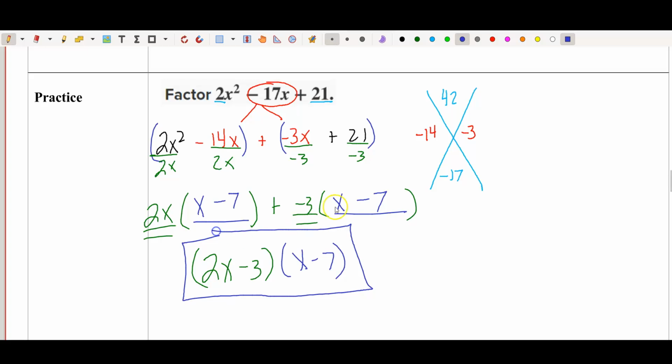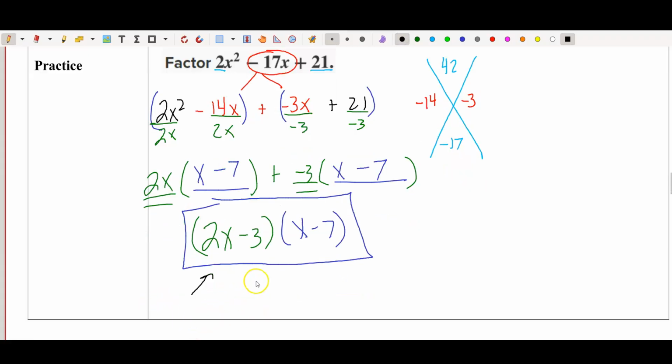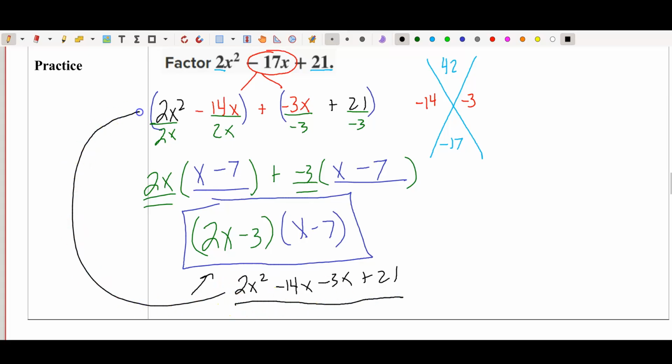There's our answer. And again, if we want to reverse this process and double check our work, we can simply multiply our answer out and we should get the original problem. It would look like this. 2x squared, if I multiply that out and distribute, becomes minus 14x minus 3x plus 21. When I multiply this out, notice what I'm getting here. This right here is basically what I started with up here. And that's how I know I did it right. An easy way to check your answer. So this is correct.